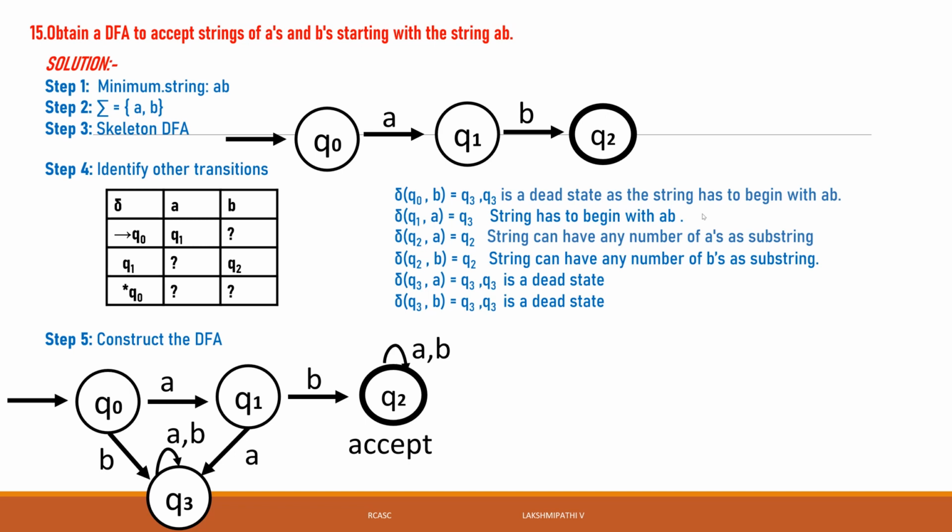If any number of a's start with b, first start with b, after that any number of a's and b's, it will be in the q3 state only. That time the machine is not accepting this string. Only when the string starts with AB, then after that any number of A's and B's. That's why we give Q2 a loop on A, B. Once we give the loop, it will automatically accept any number of A's and B's beginning with AB. Now I think you are clear, Q3 is a trap state.